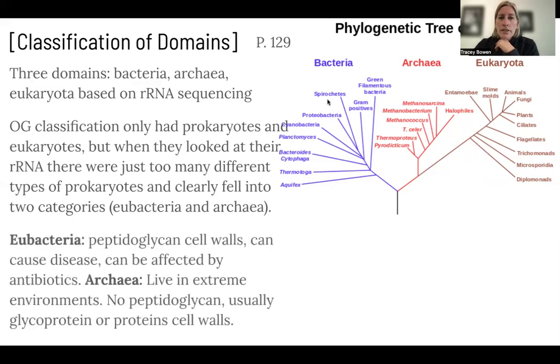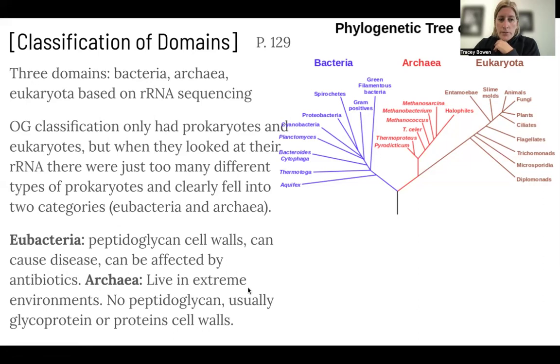So eubacteria, that's bacteria, the blue ones here, have peptidoglycan walls. They can cause disease, and they can be affected by antibiotics. A lot of antibiotics target this peptidoglycan wall because eukaryotes and archaea don't have it. So it would affect eubacteria, but it wouldn't affect eukaryotes.